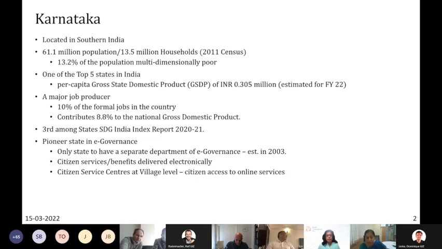Karnataka is also a pioneer state in e-governance. It is the only state in India to have established a separate department of e-governance way back in 2003. Almost all citizen services and benefits today are delivered electronically, and citizen service centers are made available at the village level, which is the lowest level of administration, so that citizens have access to online services. Next slide, please.